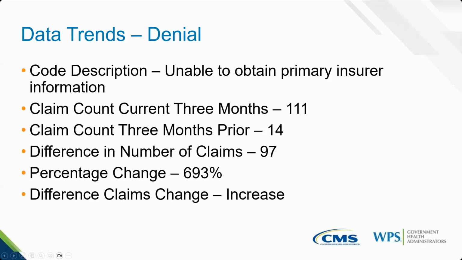So the claim count for the current 3 months is 111 claims. But for this particular denial reason, the count for the 3 months prior was only 14. The difference in the number of claims is 97. The percentage of change is 693%. So this is the kind of thing that we look at, this type of trending.